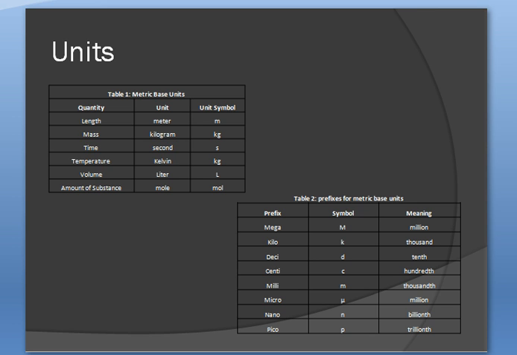Here are some different units, metric base units, and prefixes for the metric base units. It's pretty self-explanatory, just different units of measure.